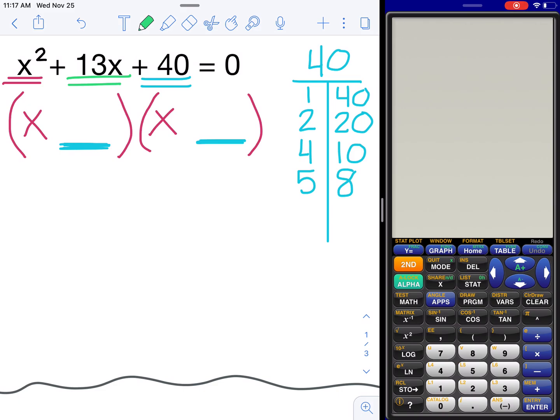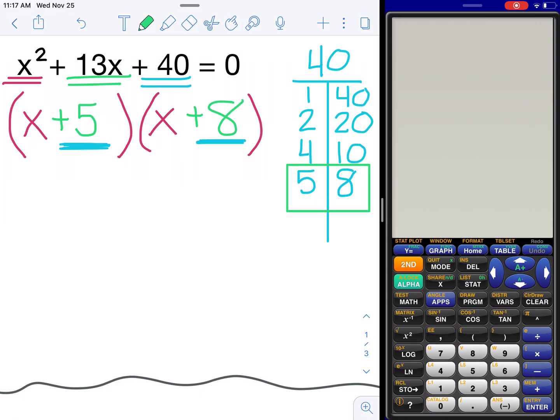It's not 1 and 40, or 2 and 20, or 4 and 10. In this case, it would be my pair of 5 and 8. I know that 5 plus 8 gives me an answer of 13, and 5 times 8 gives me an answer of 40. So I know that I can get both of those numbers that I need by using x plus 5 as my first binomial and x plus 8 as my second binomial.